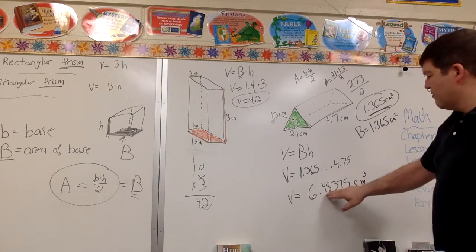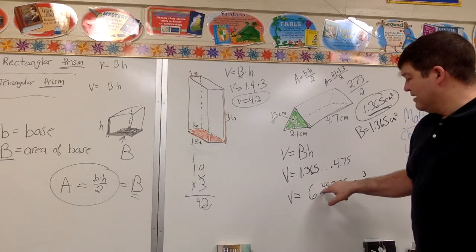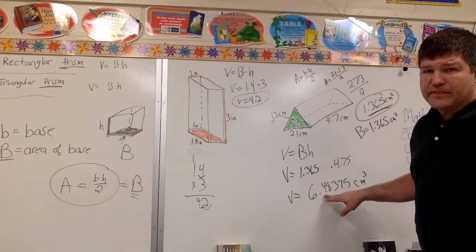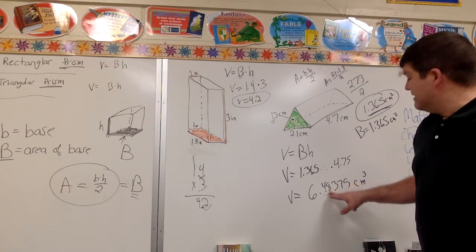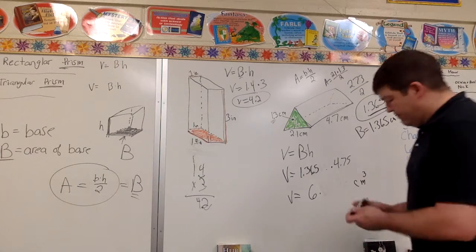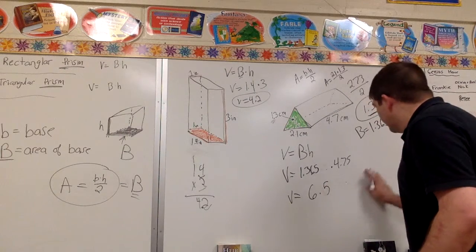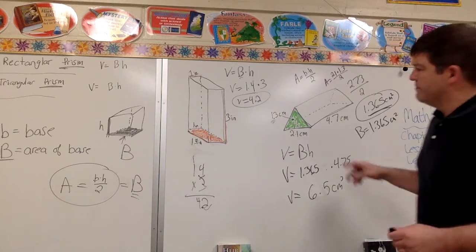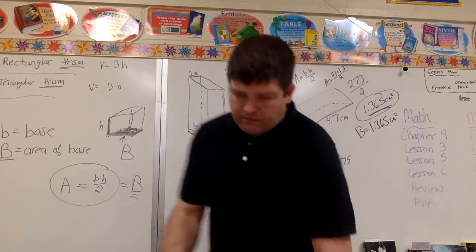Okay? Now, if I want to round this to the nearest tenth, I'm going to get it to the nearest point something here, the nearest tenth. So I go to my hundredths, it's an 8, tells me to go up, so it's going to be 6.5 centimeters cubed. Okay, 6.5.